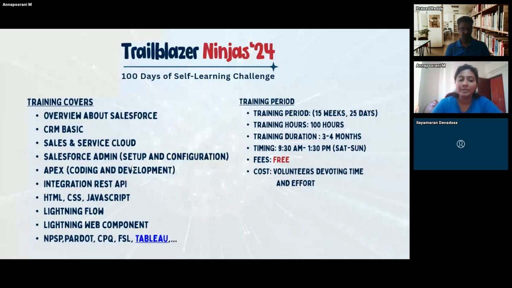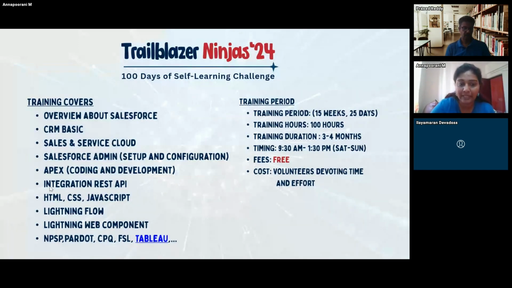And coming to the next, these two are the clouds which are widely used, and there is demand only for these two: the Sales Cloud and the Service Cloud. So those two will be covered, and then the Salesforce admin. This is to start with the configuration things, and then the coding. So admin, then Apex coding, and then development. These two are the main things here: the configuration, and then development.